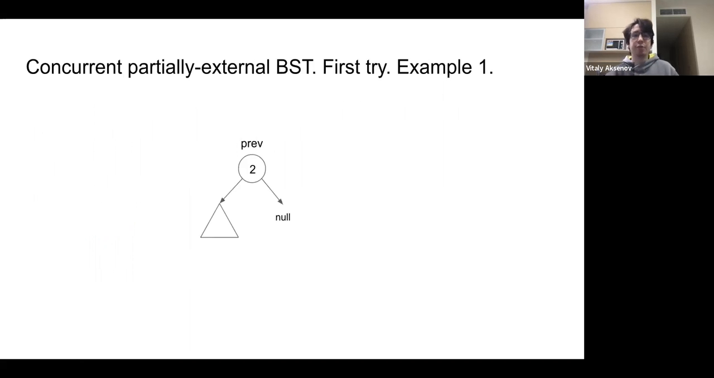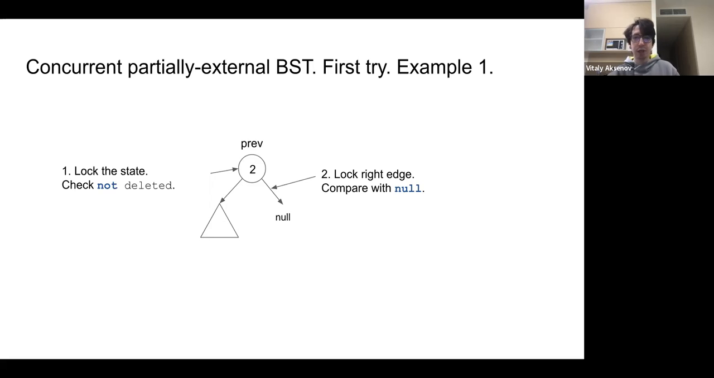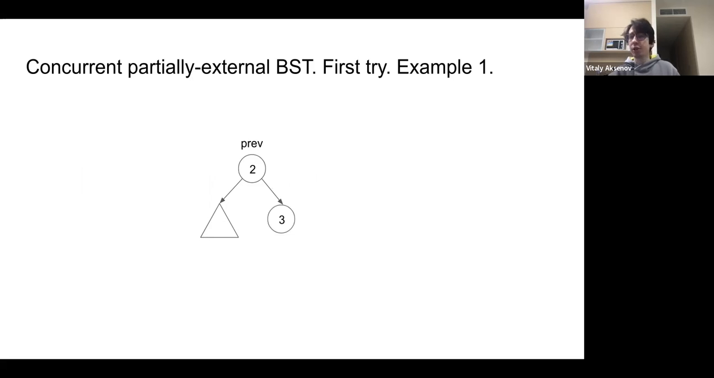So we take the first example, where we want to insert the leaf. We read that, okay, here is our predecessor, which is 2. So what we are doing, we lock the state of the predecessor and check that it is not deleted. Then we lock the right edge and check that it is still null, because this is the case where we insert a leaf, and then you insert the leaf.